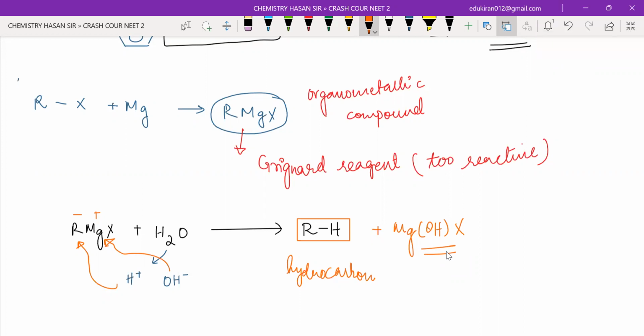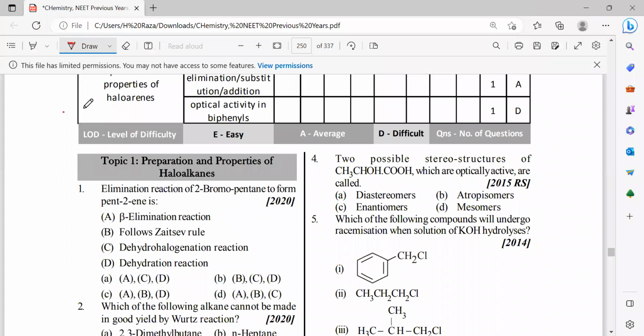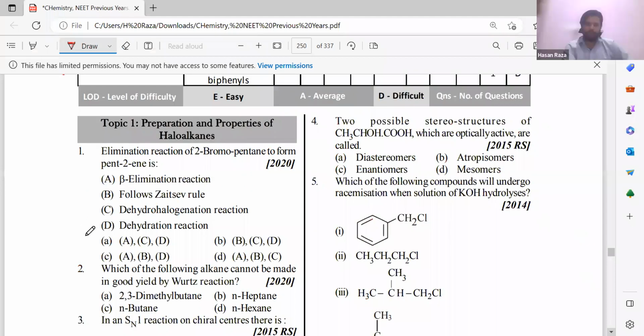Yes, sir. Okay, so can I change the slide? Yes, sir. Okay, let me know if you are able to see a new screen. I'm going to give you some questions, then we will start alcohols. Are you able to see a new screen? Yes, sir. Okay, so you are going to do question number 1, 2. First, you are going to do these two questions.